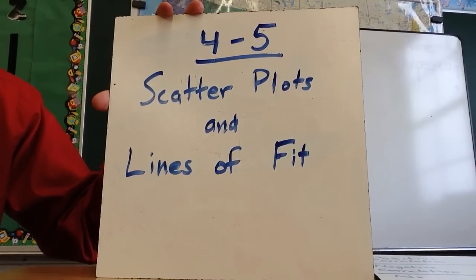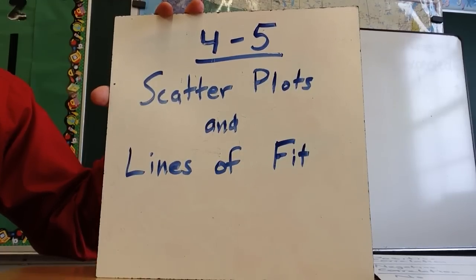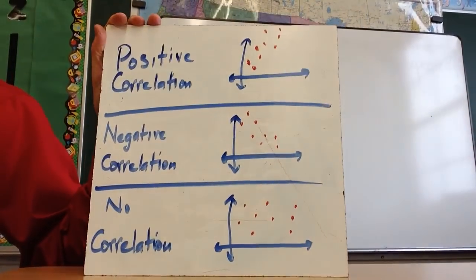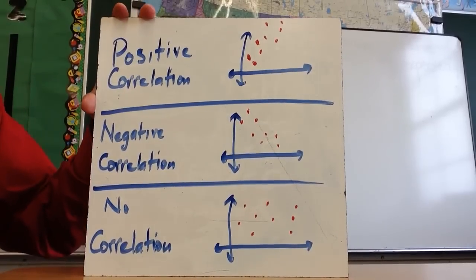This video will describe chapter 4.5, scatter plots and lines of fit. So let's start with the idea of scatter plots. And so there are three different types of correlation in scatter plots.